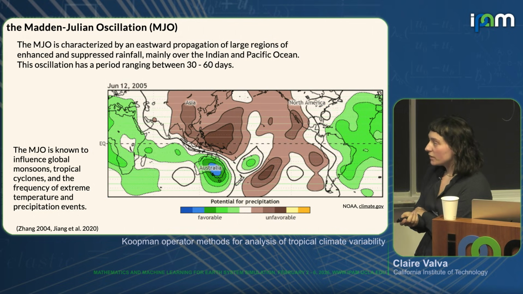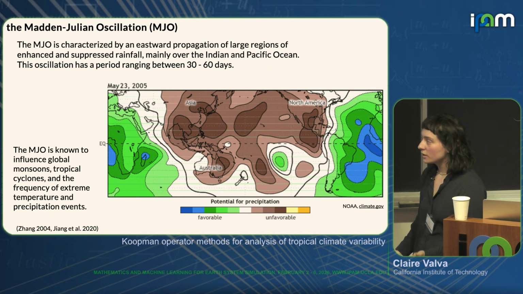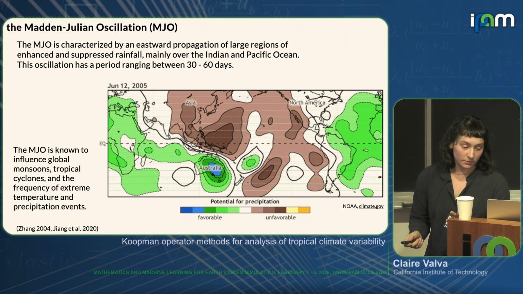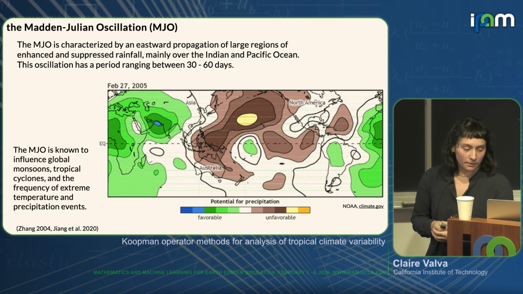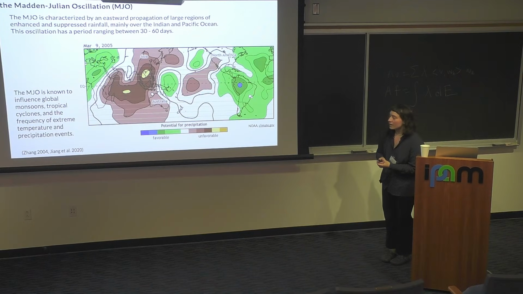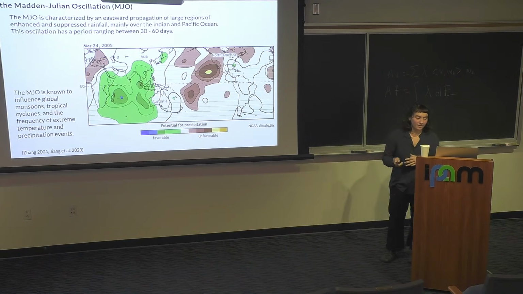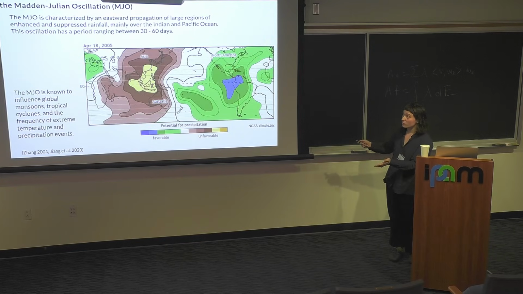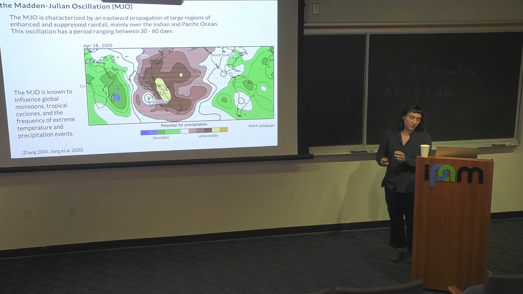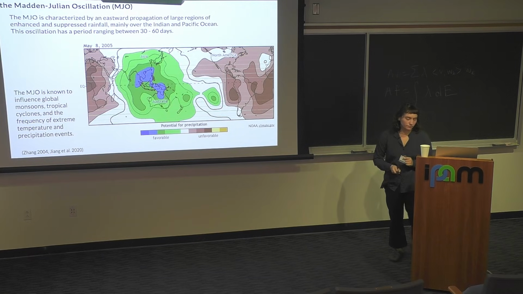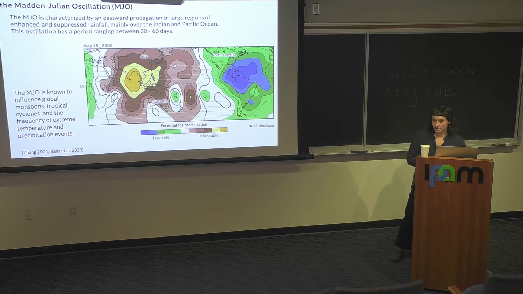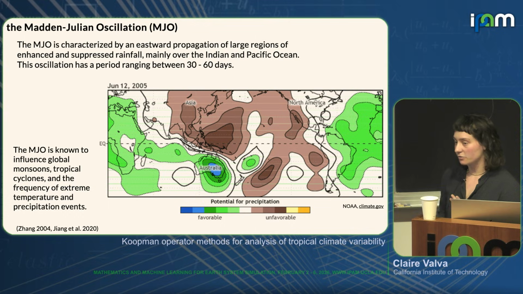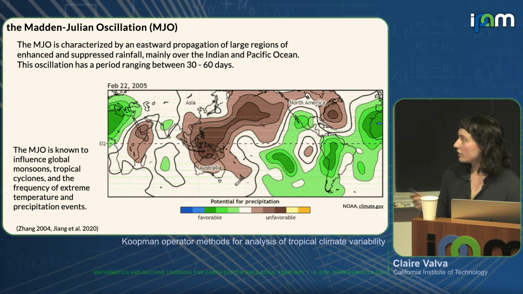This is known to influence a huge amount of global climate: tropical cyclones, monsoons, extremes. Notably, the MJO has received a lot of focus in that people think it might be the key to seasonal to subseasonal weather prediction, as it is a large source of predictability, and it has this intraseasonal period. And so we're going to ask if we can use these Koopman methods to define a nice index for the MJO that we might want to use in these problems.